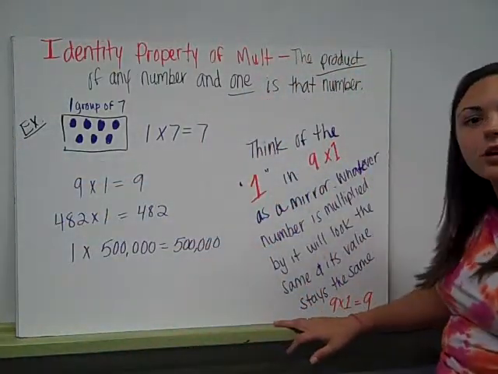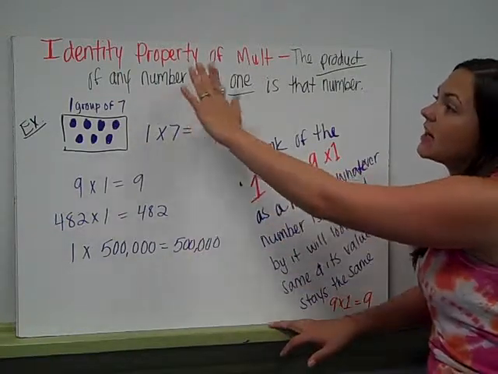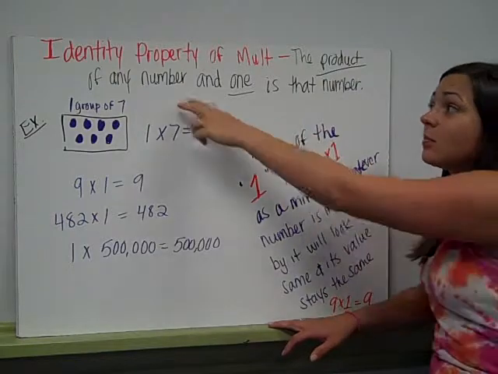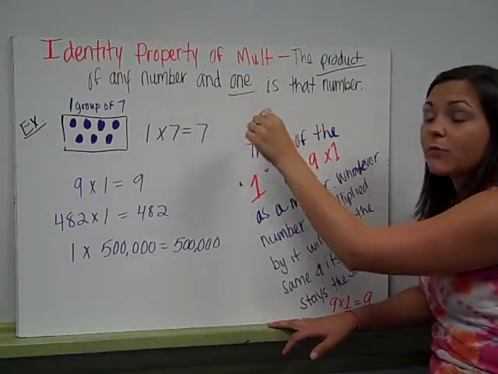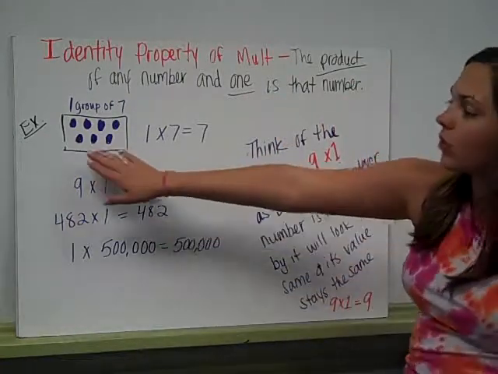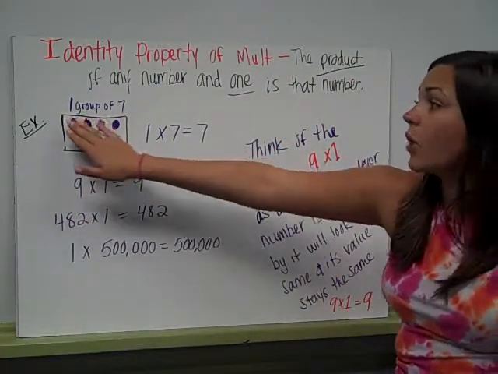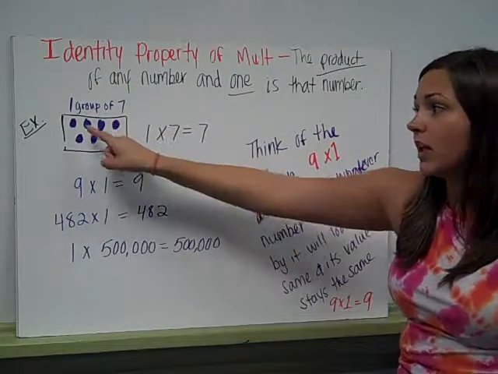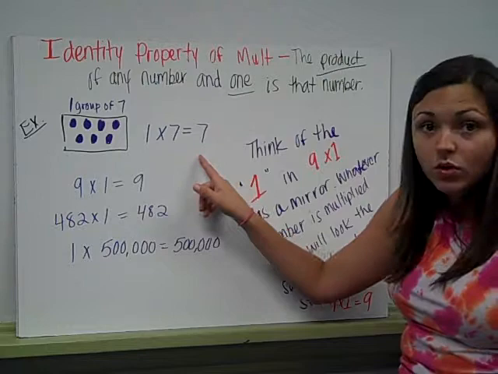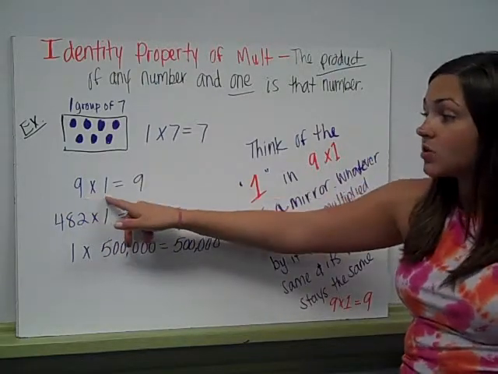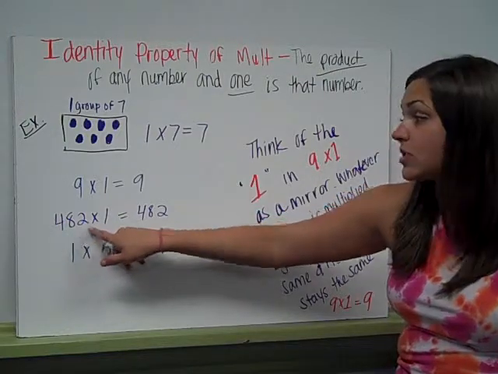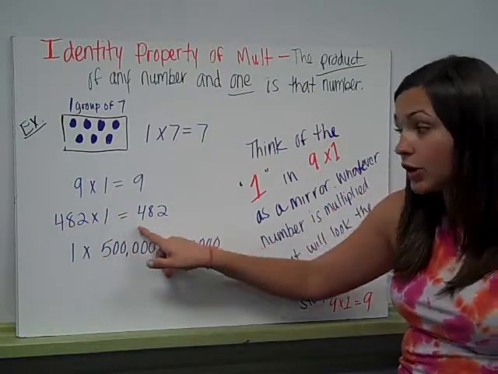The last property we're going to talk about today is the identity property of multiplication. This one states that the product of any number and 1 is that number. Now instead of multiplying by 0, I'm multiplying by 1. So, here's our example. I have 1 group of 7. 1 group, and I have 7 purple circles inside. 1 times 7 equals 7. 9 times 1 equals 9. 482 times 1 equals 482.